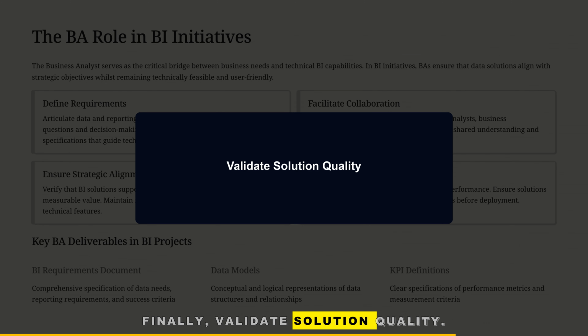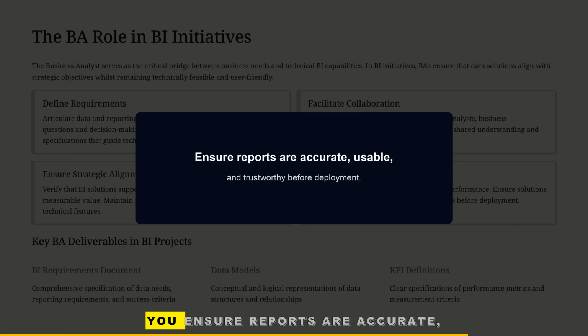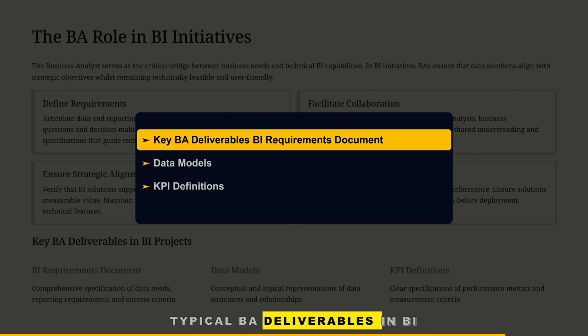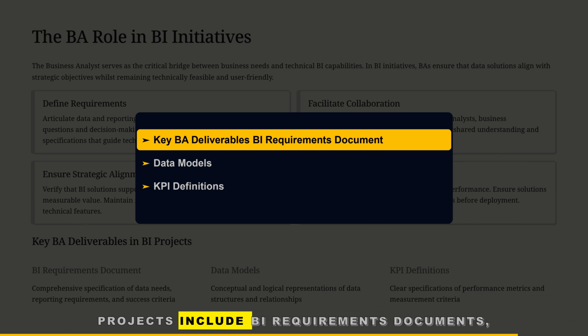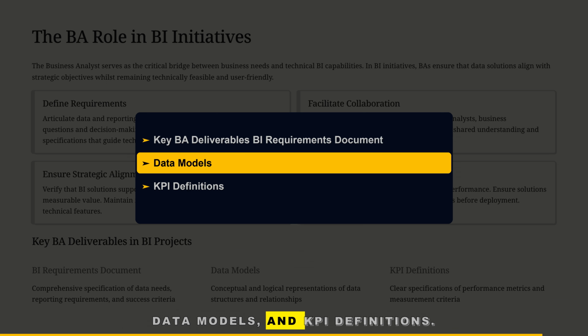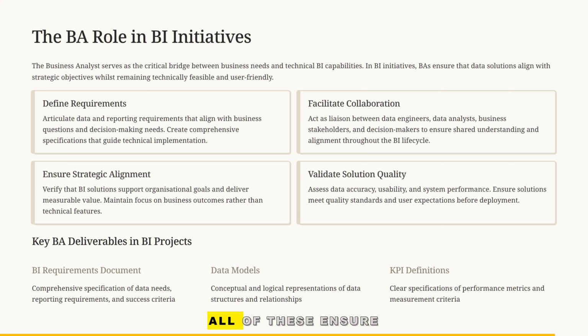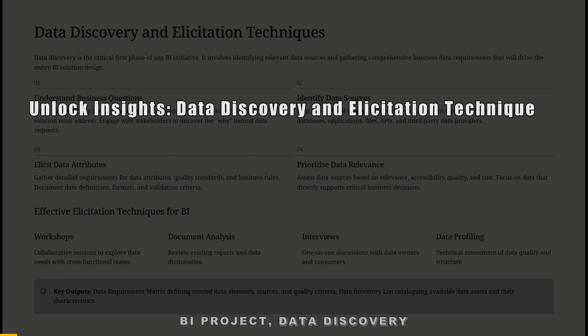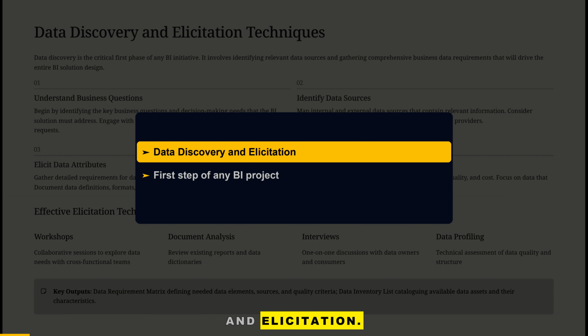Finally, validate solution quality. You ensure reports are accurate, usable, and trustworthy before deployment. Typical BA deliverables in BI projects include BI requirements documents, data models, and KPI definitions. All of these ensure the BI system truly serves business decisions. Now, let's look at the first step of any BI project: data discovery and elicitation.